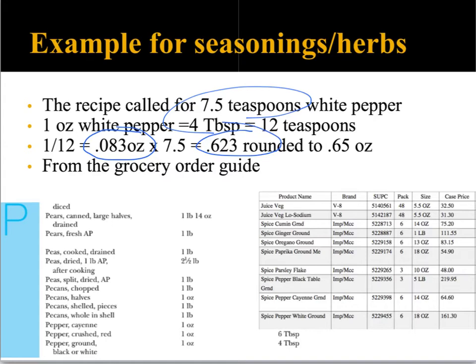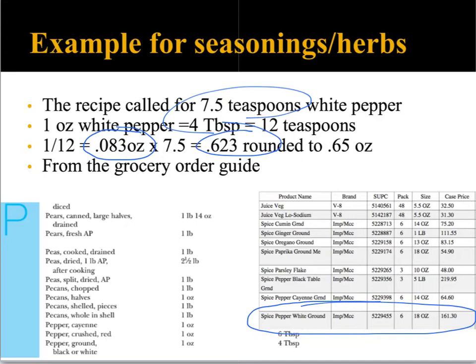Then, from the grocery order guide, you can see that white pepper is $161.30 for a case of 6 18-ounce packages. Right there. And this is from the Sysco grocery order guide. Multiply 6 times 18 for the total number of ounces per case. Then, to get the price per ounce, divide 161.30 by 108 ounces for a result of $1.49 per ounce.